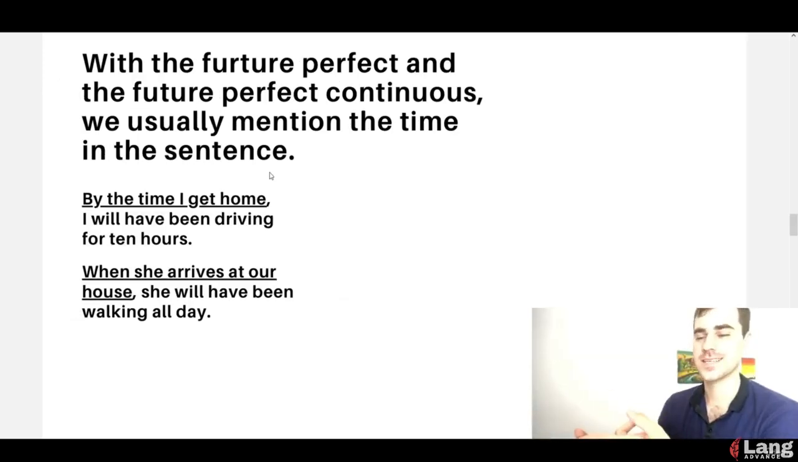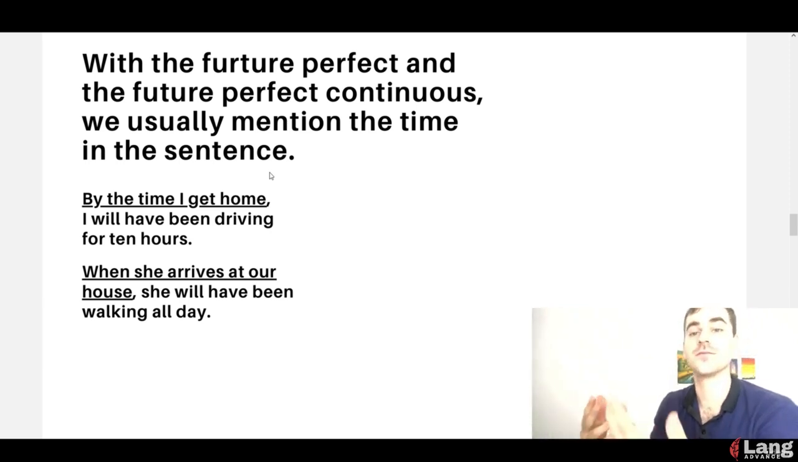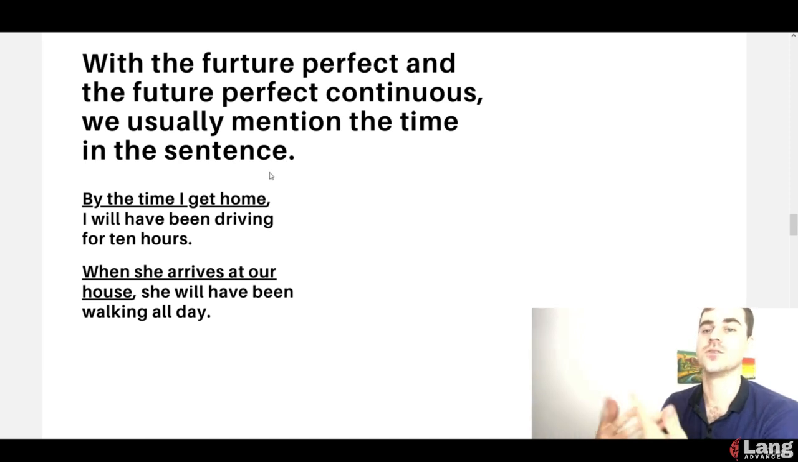With future perfect and the future perfect continuous, we usually mention the time in the sentence. This is very important. By the time I get home, I will have been driving for 10 hours. When she arrives at our house, she will have been walking all day. We don't have to mention the time, but we usually do because it makes the meaning of the sentence more clear.